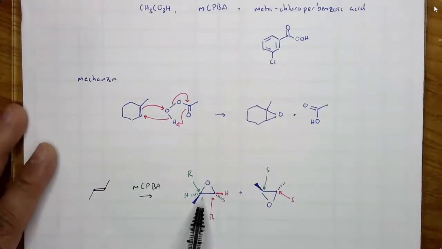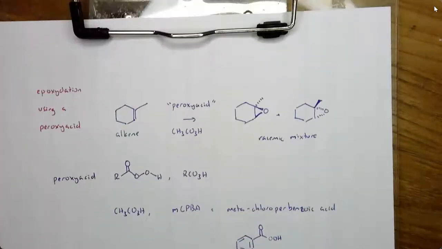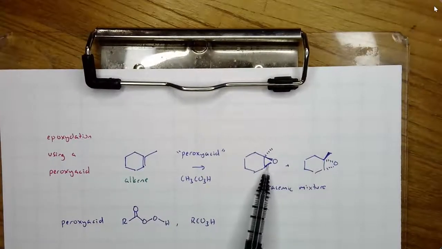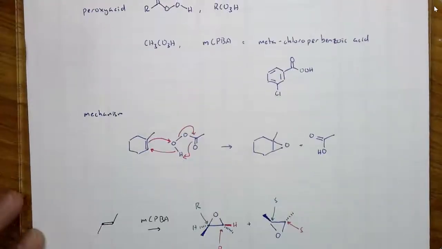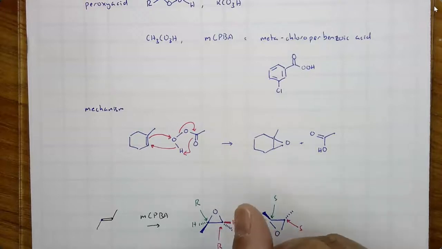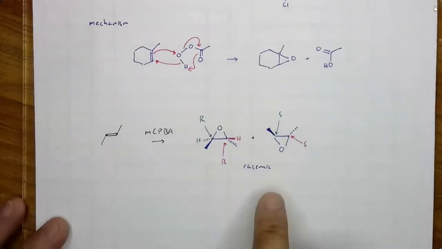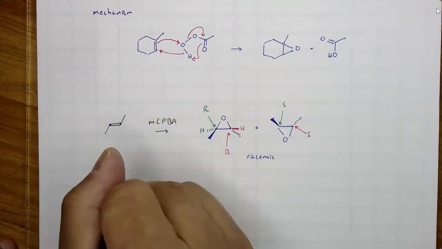Here I drew wedges and dashes on the substituents, but over here I drew dashes and wedges on the actual epoxide part. The actual epoxide part. Think about that. Those are two different molecules. This is racemic, and this is racemic, and they're different. It's a 50-50 mixture.